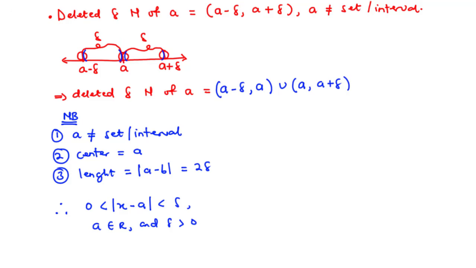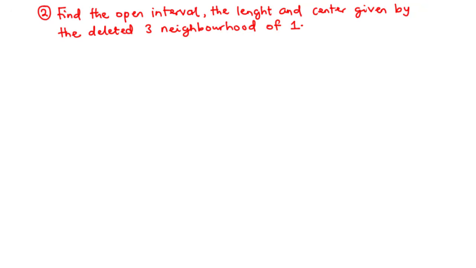Now let's solve an example on this. So focusing on the same example, this time we want to find the open interval, the length and center given by the deleted 3 neighborhood of 1. Now you realize that delta is equal to 3 and A is equal to 1. So how do we find the open interval given by the deleted 3 neighborhood of 1?